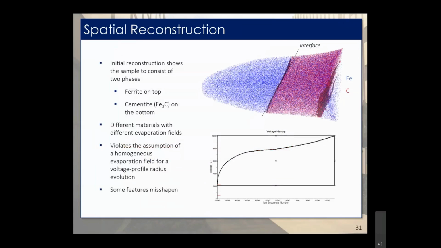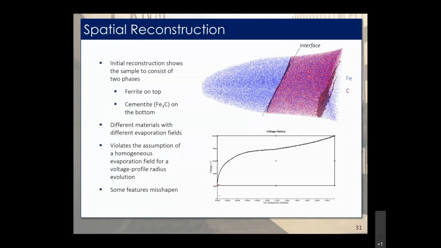So now, let's say we built our reconstruction using all those default parameters, default field factor, default image compression factor, and using a radius profile, or voltage profile, for our radius. We can take a look at our sample and see, okay, we've got an iron-rich area on top, our ferrite, and a carbon-rich area underneath, so that's our carbide. And what we know is that these are very different materials. One's a metal, one's a non-metal, with very different evaporation fields. We can see this when we look at the voltage profile as well. We get a weird flat part and then a curve going up.